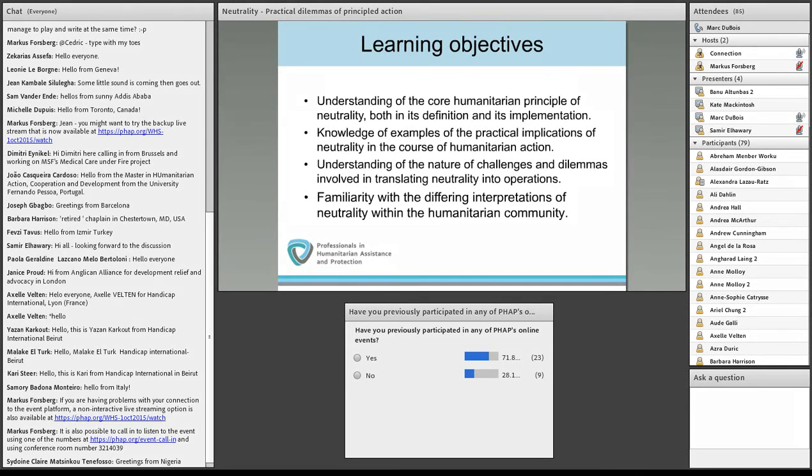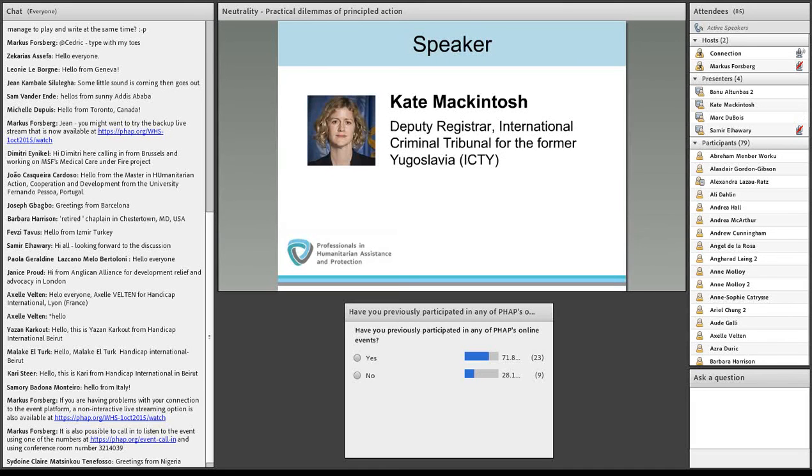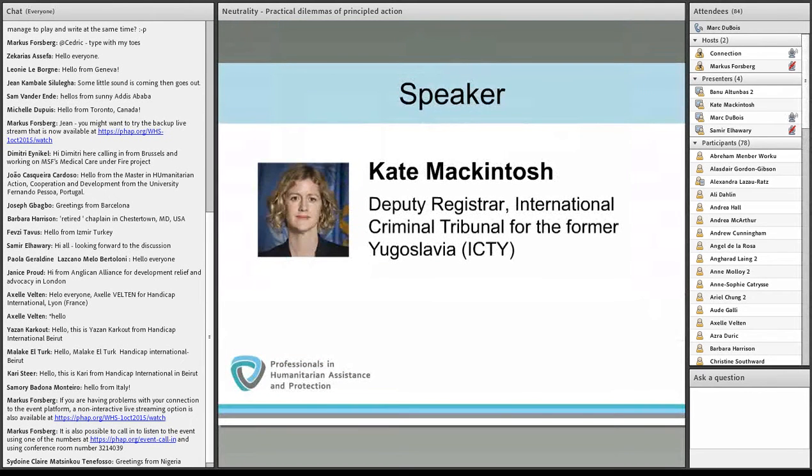So first, for the brief learning session to help us accomplish these objectives, it's my great pleasure to introduce our guest expert for this presentation, Kate Mackintosh. Kate is a Deputy Registrar of the International Criminal Tribunal for the former Yugoslavia, the ICTY. I want to be clear that Kate joins us today in her personal capacity and is not speaking in her official capacity as Deputy Registrar.